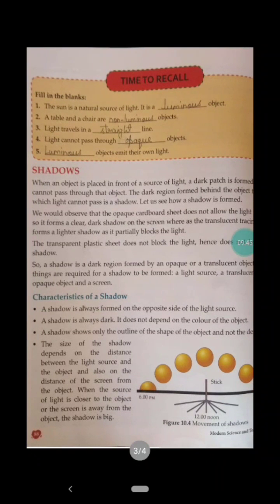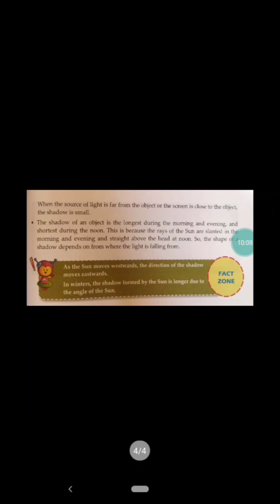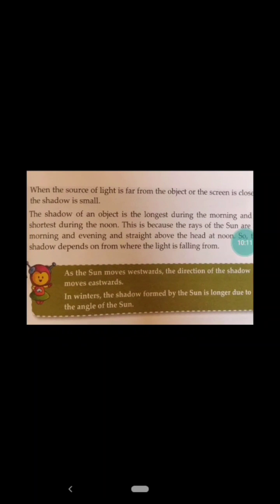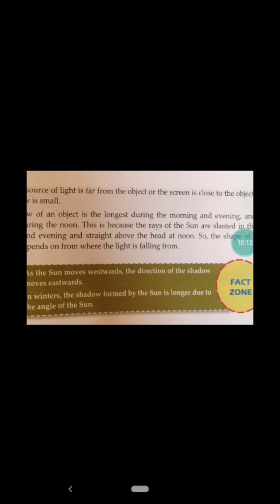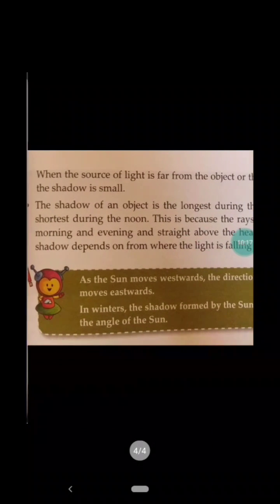Next is, the size of the shadow depends on the distance between the light source and the object, and also on the distance of the screen from the object. So when the source of light is closer to the object, then the shadow will be big in size, and if the source of light is away from the object, then the shadow will be smaller in size. So next is, when the source of light is far from the object or the screen is close to the object, the shadow is small.